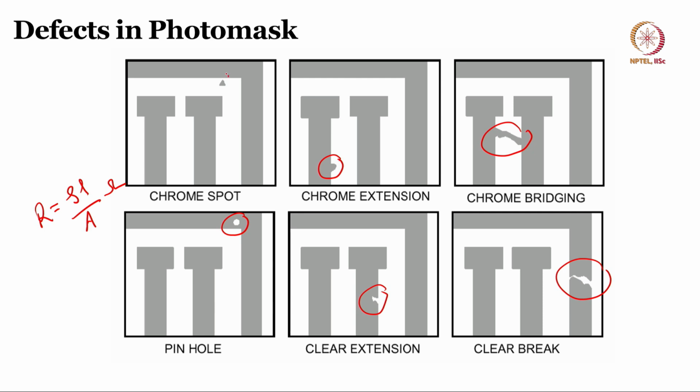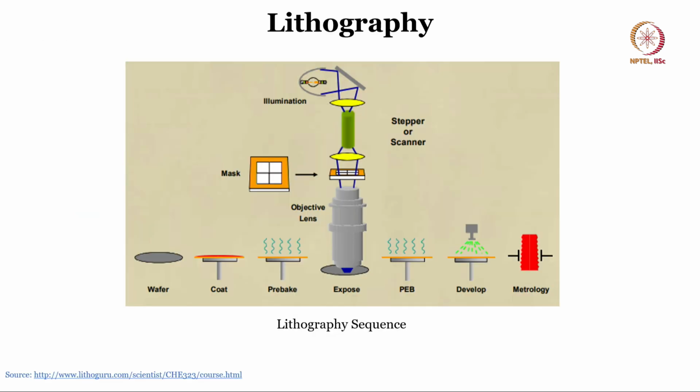If there is a chrome spot like this, you may say that this is outside the mask, so how does it matter? For a resistor this is fine, but when we talk about a chip, in a single silicon die you have millions of transistors. Whatever triangle you see within this circle will cause millions of transistors to fail in the process, and that is why it is not acceptable. Defects in the photomask are not allowed.